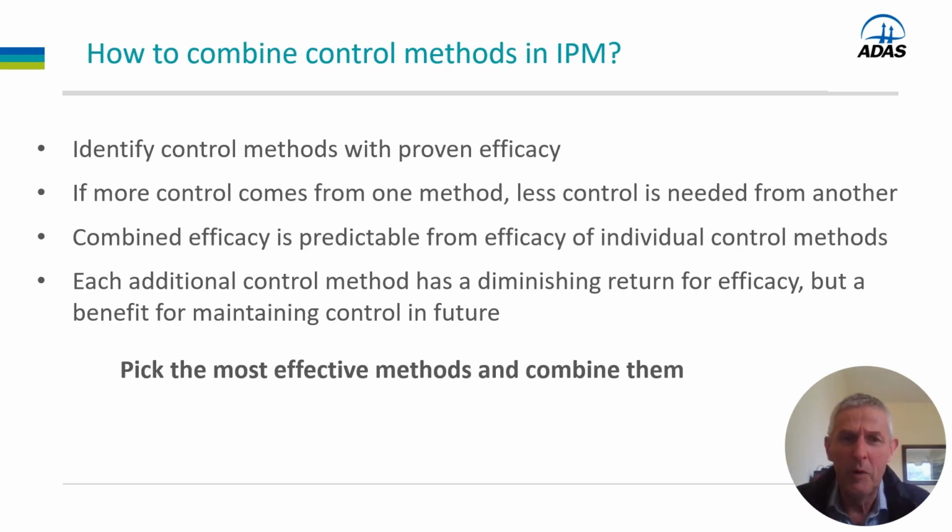So what can we conclude from all of this? So the first thing is to identify control methods with proven efficacy. The IPM planning tool can help with that. If more control comes from one method, for example a non-chemical method, then less control is needed from another. That the combined efficacy is predictable from the efficacy of individual control methods, but each additional control method has a diminishing return in terms of its efficacy. However, a really important point, as we've seen in other videos, particularly about fungicide resistance and the management of virulence, combining control methods is really important to manage pathogen evolution and hence to maintain effective control in future.